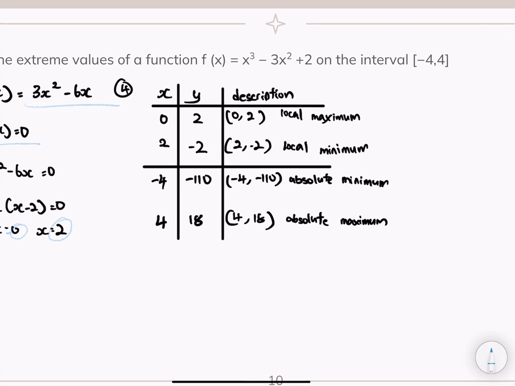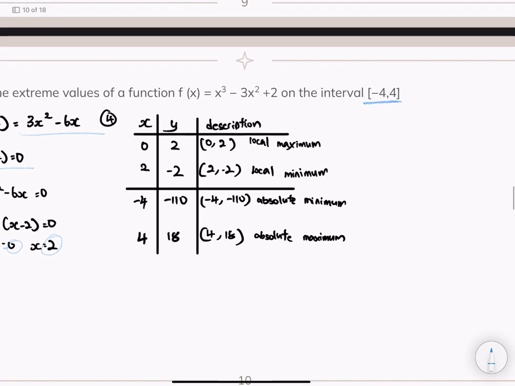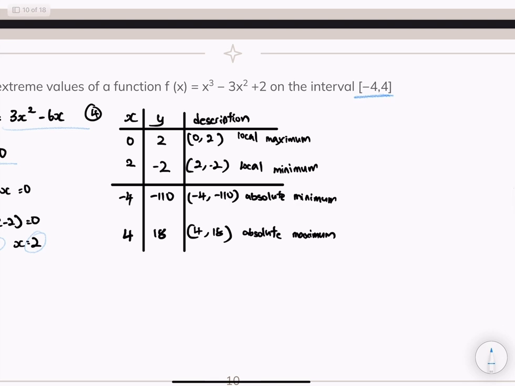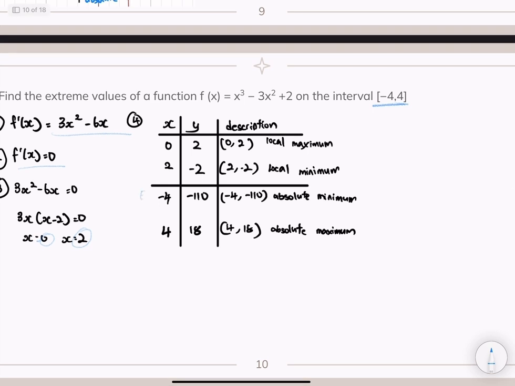After that, we check whether they are in the interval. Yes, okay. So we make a table and put in all the x values. This is the endpoint.